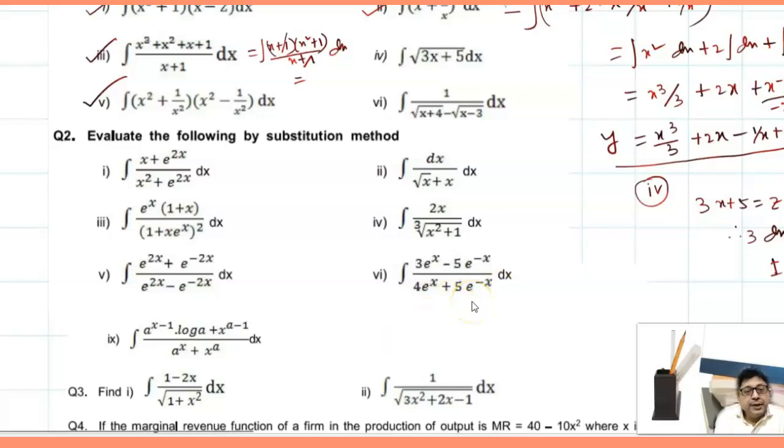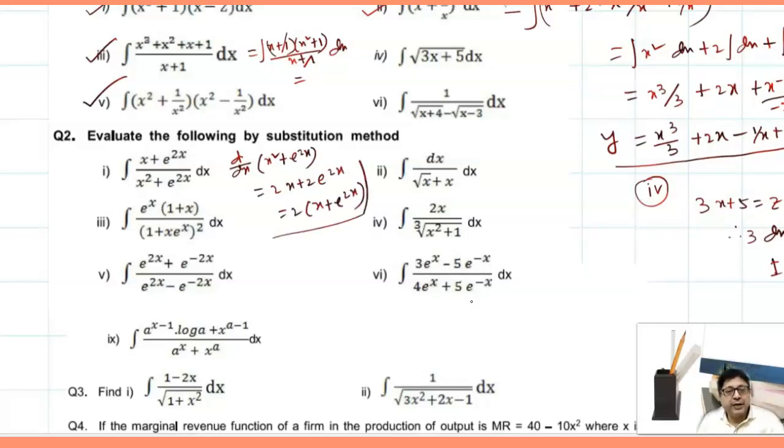For this sum, you can see the derivative of this is not exactly the numerator, but you can get it easily. d/dx of x² + e to the power 2x is nothing but 2x + 2e to the power 2x. If you take 2 as common, it will be 2 times (x + e to the power 2x). Alright. So for this sum, it will be enough to put x² + e to the power 2x equal to z.